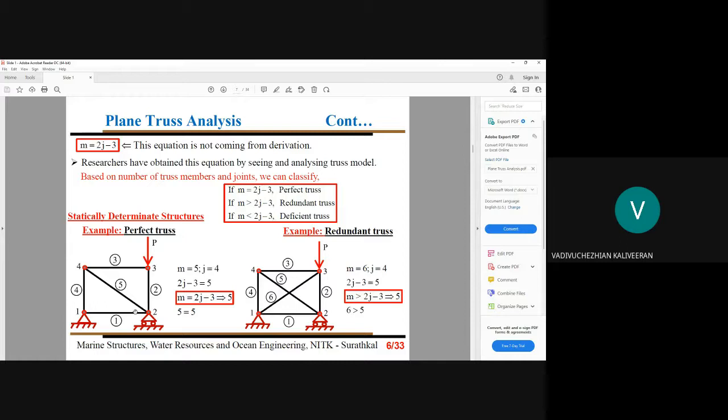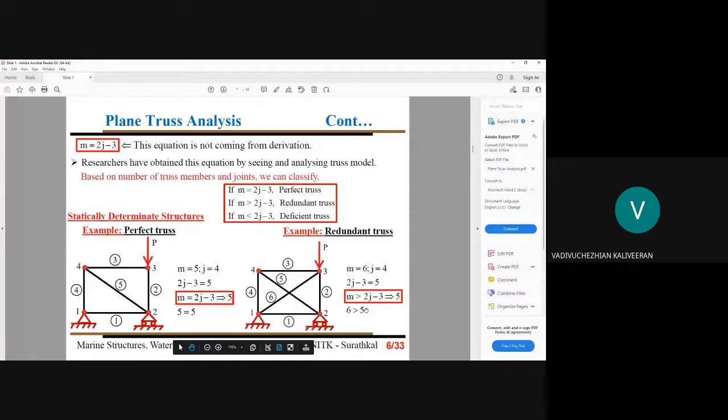Next level, I want to see your other one, that redundant truss. The redundant truss, you have to note how many members you have. You have 6 members. Number of joints, you have 4. Now you can see m is greater than 2j minus 3.